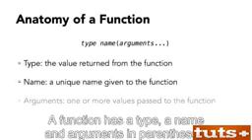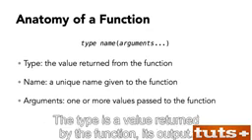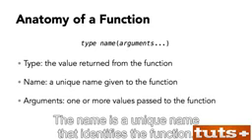Like everything in the C language, a function has a certain style and various etiquettes must be followed to add a function to your code. A function has a type, a name, and arguments in parentheses. The type is a value returned by the function, its output. The name is a unique name that identifies the function. The arguments are zero, one, or more values passed to the function, its input.